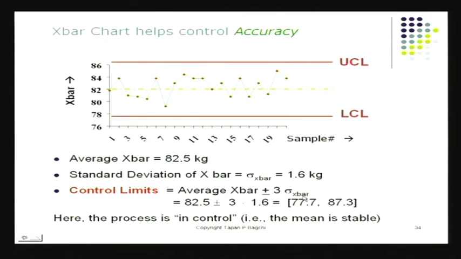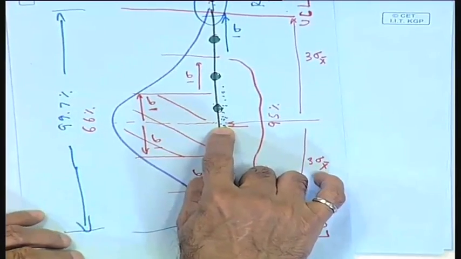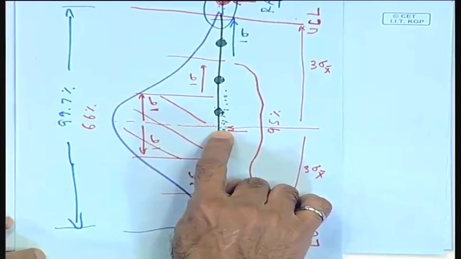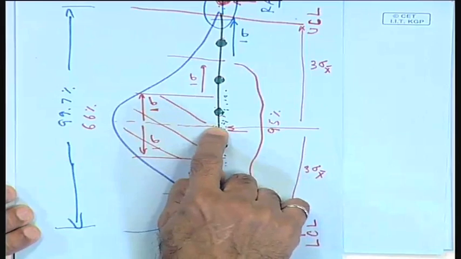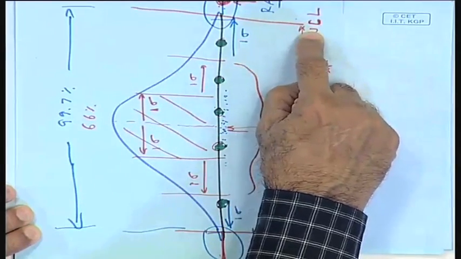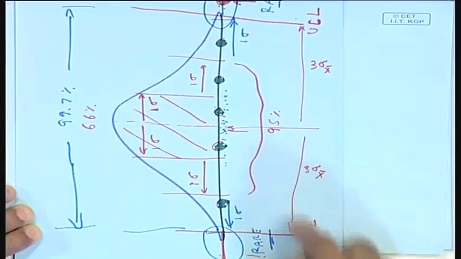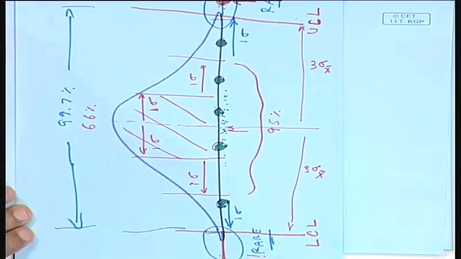How do I find them? All I have to do is find the value of sigma x bar, multiply by 3, add that to the average, just like I did it here on my sheet. On my sheet, I have my midpoint right there, which is the x double bar value, the overall average x bar value. I added 3 sigma x bar and I got my upper control limit. And I subtracted 3 sigma x bar, I got my lower control limit there. That's exactly what I've done there.